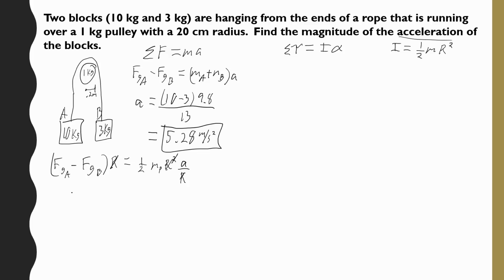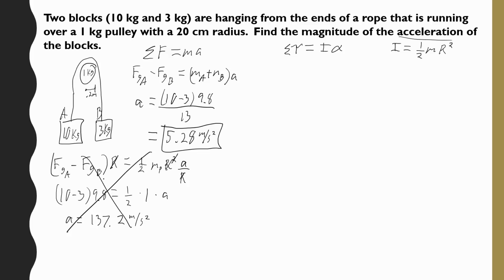But if I went ahead and plugged in these numbers, this is going to be 10 minus 3 times 9.8 equals 1/2 times the mass of the pulley, which is just 1, times acceleration. So you're going to have 7 times 9.8 times 2, and you get an acceleration of 137.2 meters per second squared, which is obviously ridiculous because this is much faster than the acceleration of free fall. So this is not how you want to do it.